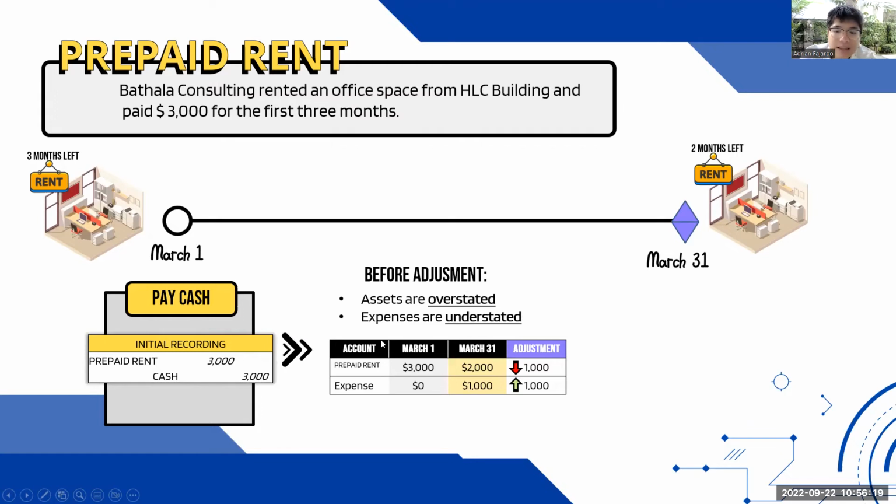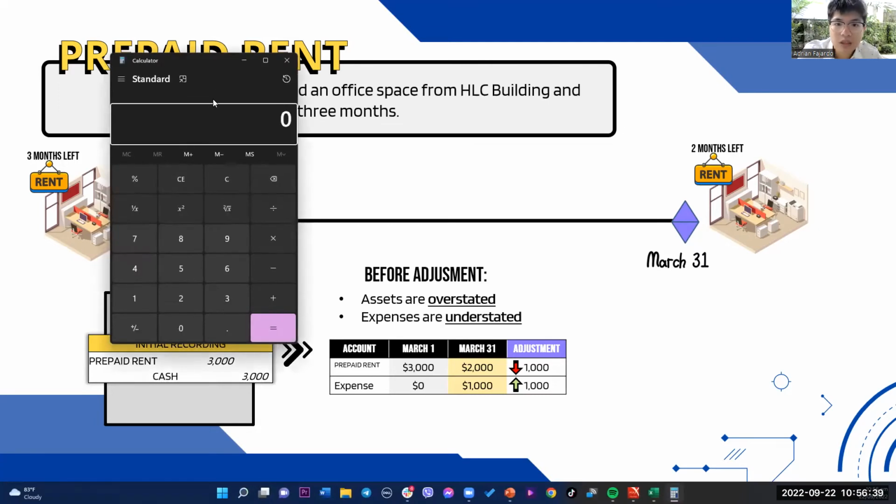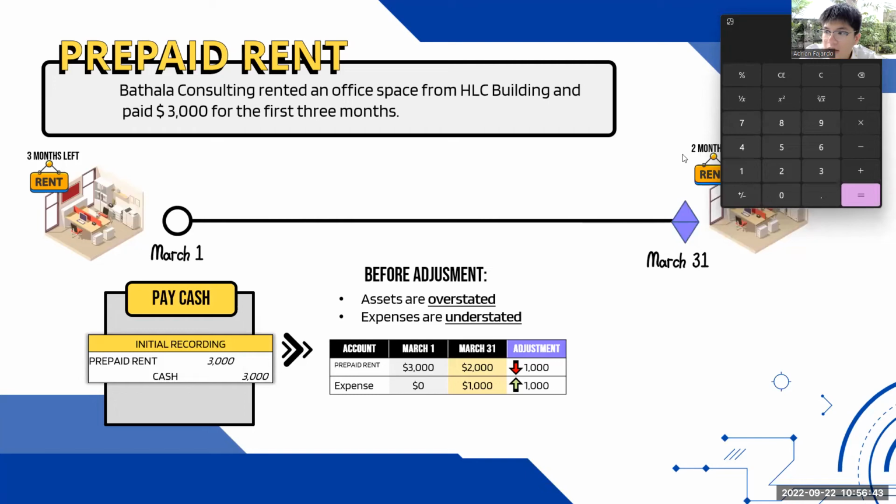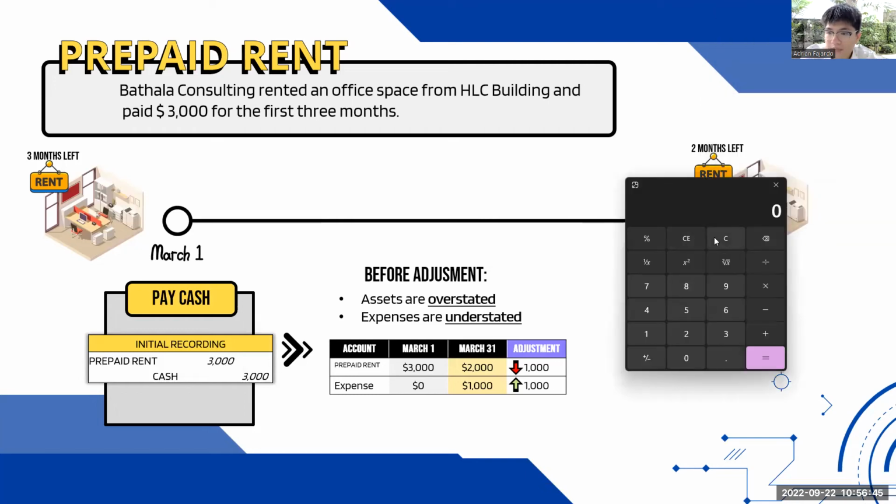Why? Because in the trial balance right now, ang naka-reflect yung March 1 values niya. That the prepaid rent is at 3,000 and the expense is 0. When in fact, right, our prepaid rent is actually at 2,000. Why 2,000? So I'll show you the formula in the next slide. Pero logically, bakit naging 2,000 na lang, right?